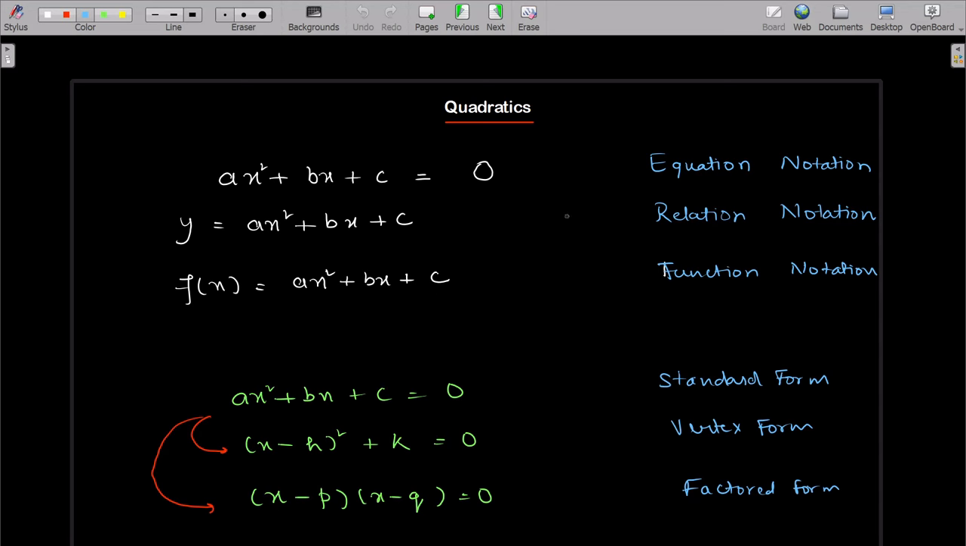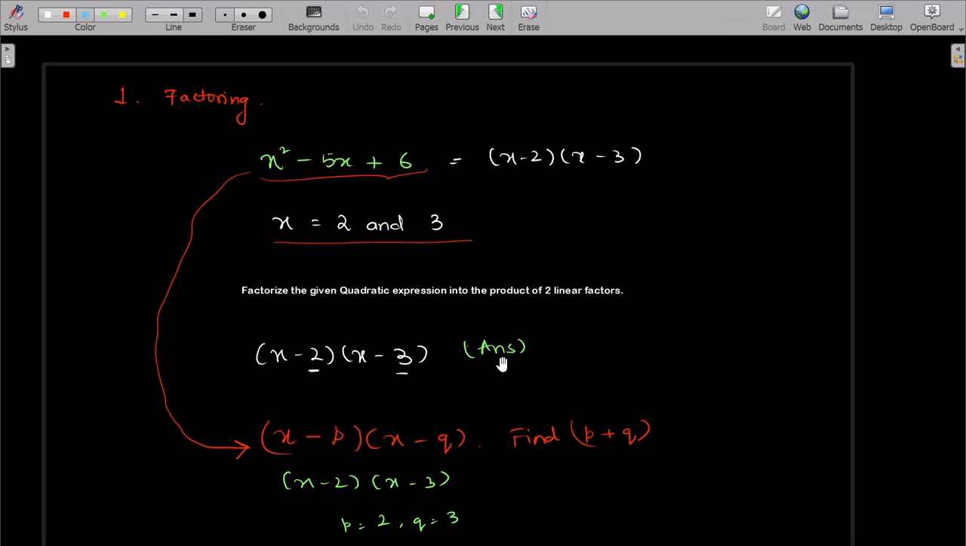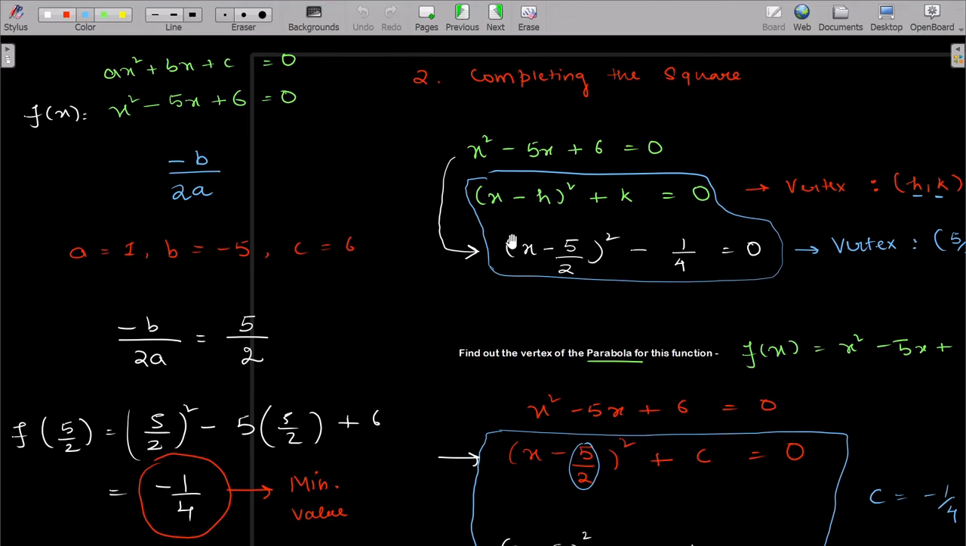Yeah, we started quadratics, we saw 3 notations, and we saw 3 forms of writing a quadratic equation. And now we want to do how to convert standard form to the vertex form and to the factored form. We did the method of factoring, then we did the method of completing the square.